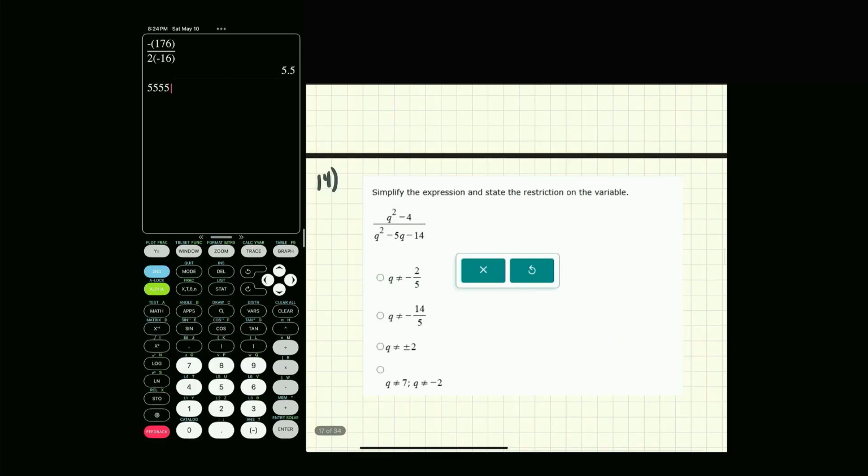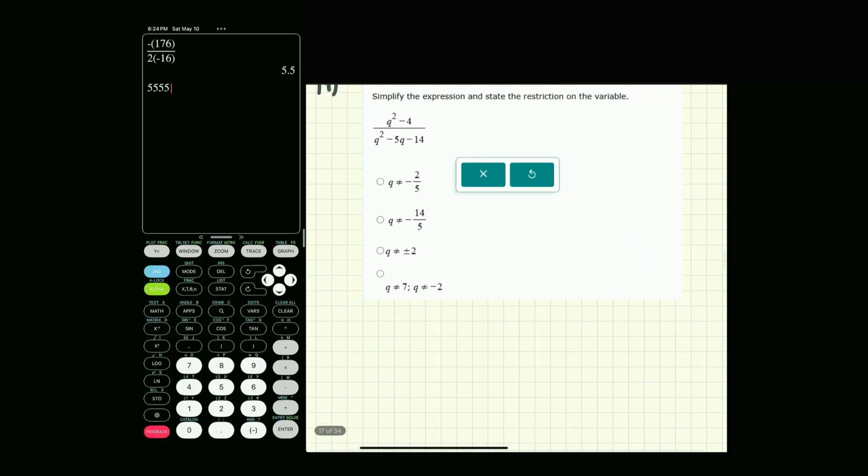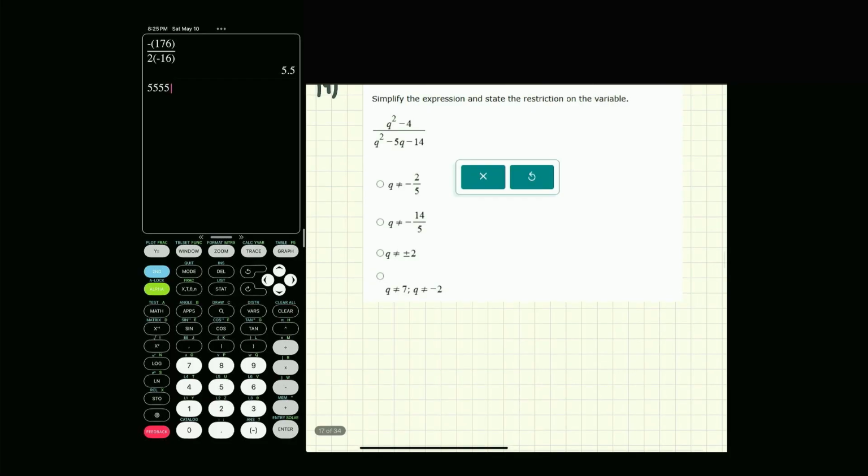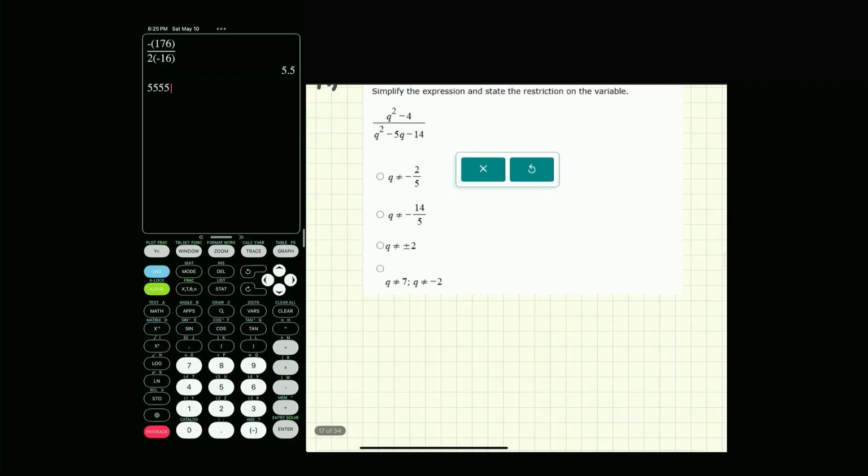Okay, enough of 13. Let's go to 14. 14 wants us to simplify the expression and then state the restrictions. So let me copy this down. My recommendation on problems like this is to definitely factor everything you can factor.